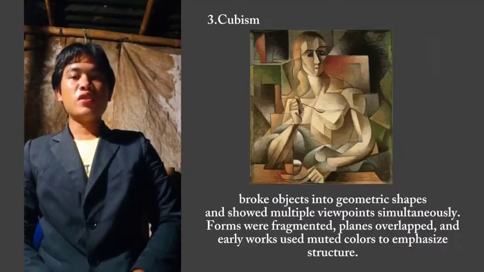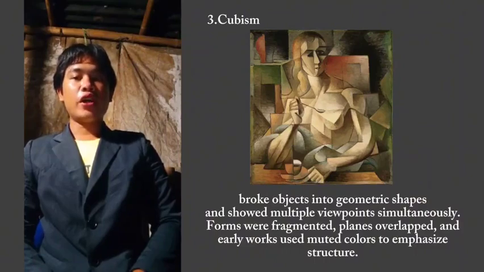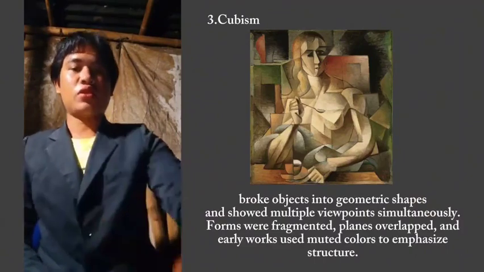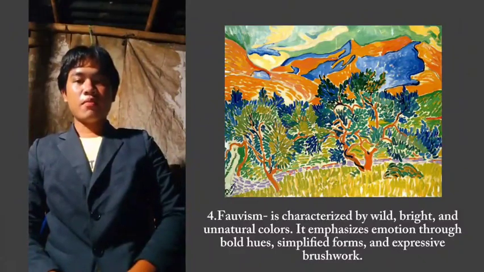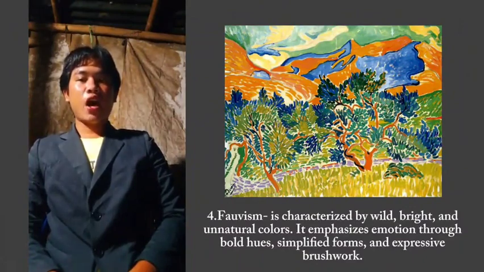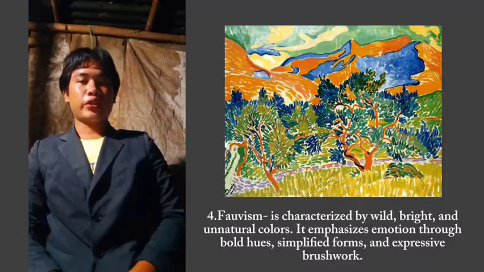Number 3. Cubism. Cubism broke objects into geometric shapes and showed multiple viewpoints, forming fragmented planes that overlap, and early works used muted colors to emphasize structure. Number 4. Fauvism. Fauvism is characterized by wild, bright, and unnatural color. It emphasizes emotion through bold, simplified forms and expressive brushwork.